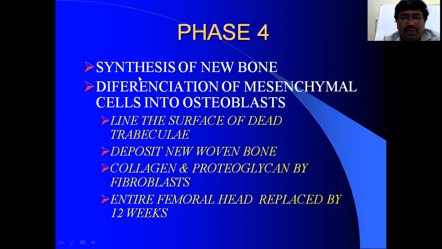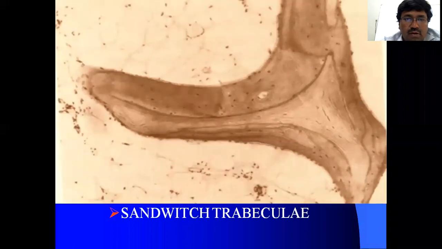Next, stage 4, synthesis of new bone occurs. The new bone mesenchymal cells and dead trabeculae deposit woven bone on spongy bone, and over a period of time, fibroblasts deposit collagen and proteoglycan. The entire femoral head is replaced by 12 weeks. So these 12 weeks are a very crucial time.